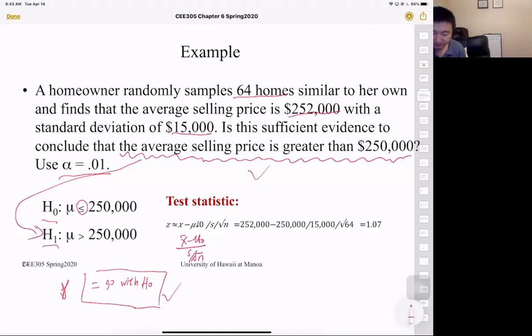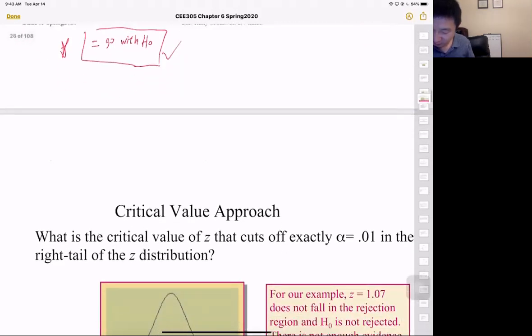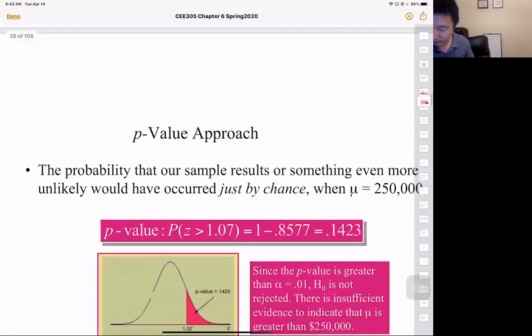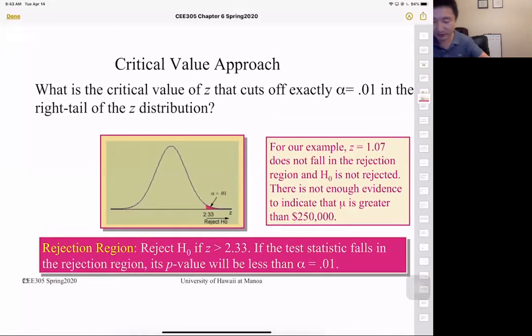Okay, we just plug in the numbers. We calculate the z-score, which is 1.07. After we calculate the z-score, we can either use the critical value approach or the p-value approach. Let's look at the critical value approach first, which is less commonly used compared with the next one. The rejection region based on alpha of 0.01 is 2.33. So we reject H0 if the z-value is larger than 2.33. In our example, the z-value is not larger than 2.33. It's 1.07. It's here. So it does not fall in the rejection region. So H0 is not rejected.